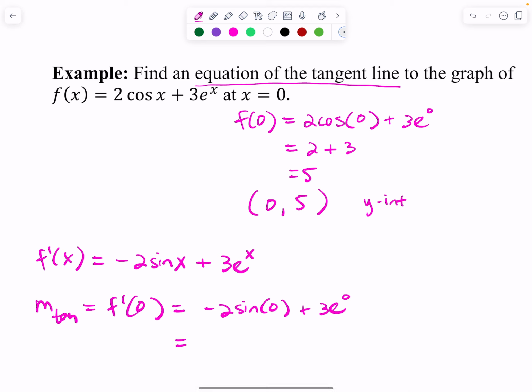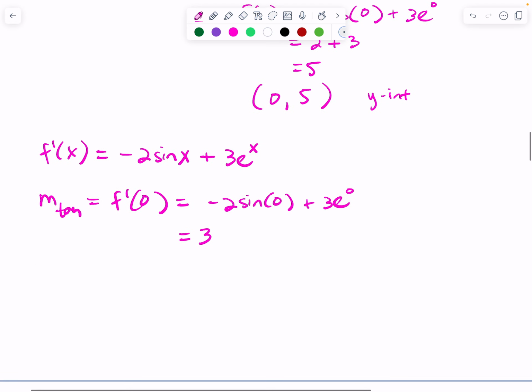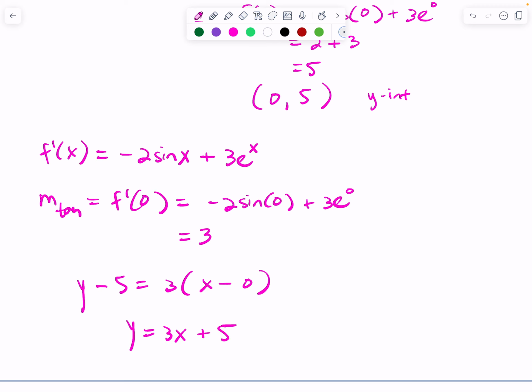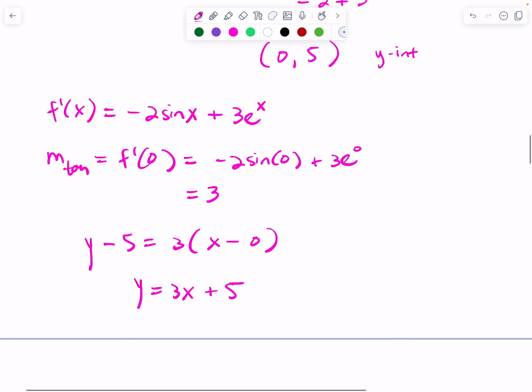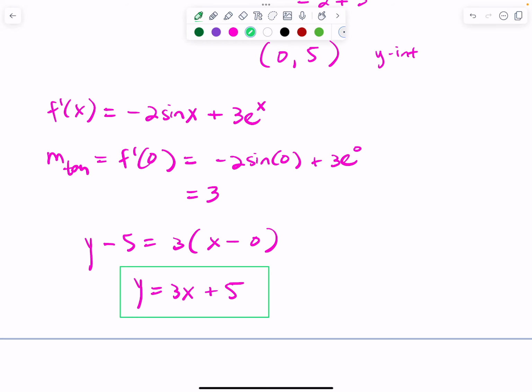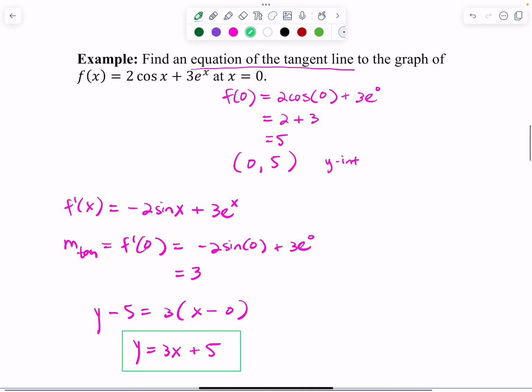So 3 times e to the 0th power would just be 3. That's our slope. So you can either use point-slope form, y minus 5 equals 3 times the quantity x minus 0, or you could go directly to slope-intercept form since we are given the y-intercept. Either one works, but this would be the equation of the tangent line to that point on the graph of f.